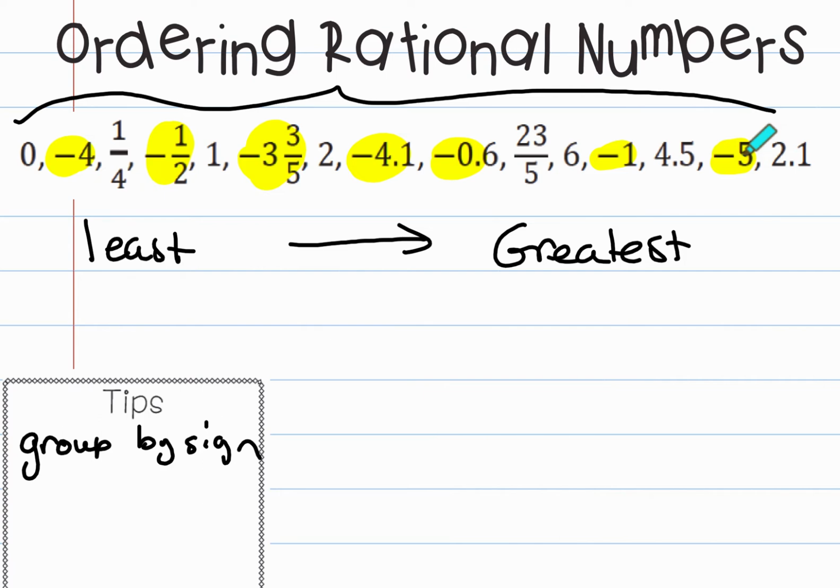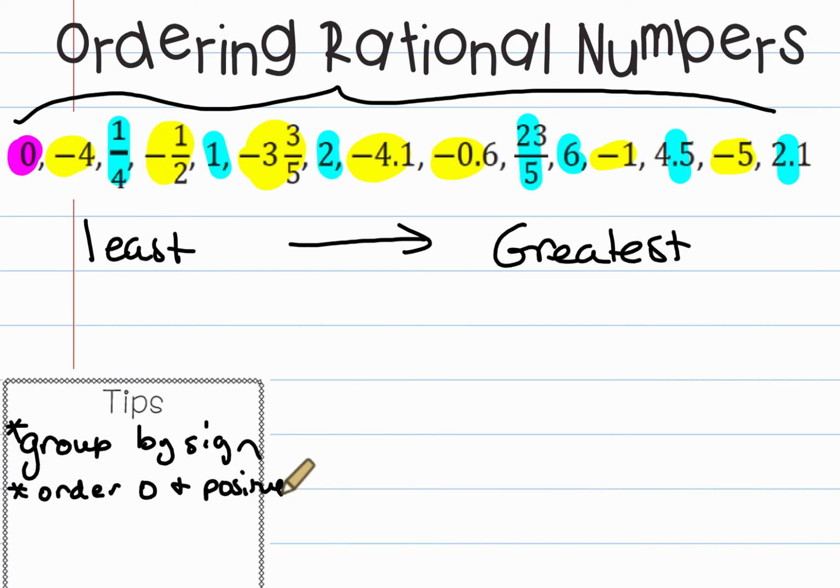So we know 0 definitely has to be in the middle, separating the positives and the negatives. And all the negatives, we learned in elementary school how to order those numbers. So let's go ahead and order the 0 and the positive numbers first. So we know 0 is the least.